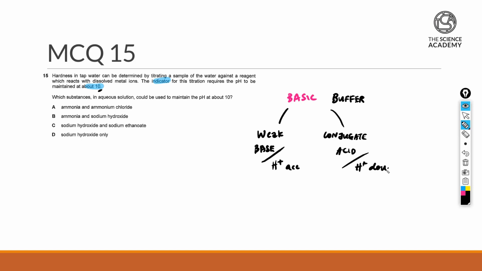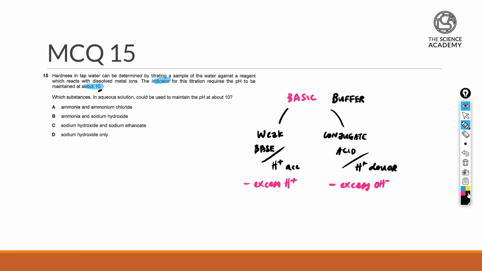Now, why can they manifest buffering capabilities? If excess proton was added to the solution, it will react with the weak base in the basic buffer so that the H+ could not alter the pH of the solution. But for the case of adding excess hydroxide, the conjugate acid will donate a proton to react with the hydroxide to form water, which also does not cause any change in pH to the solution.